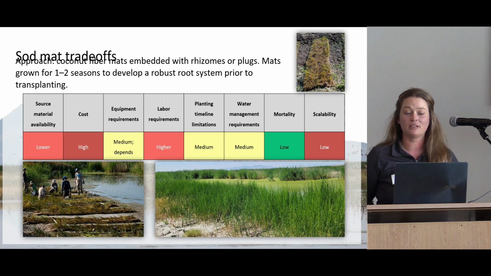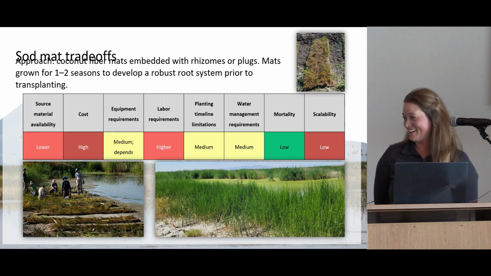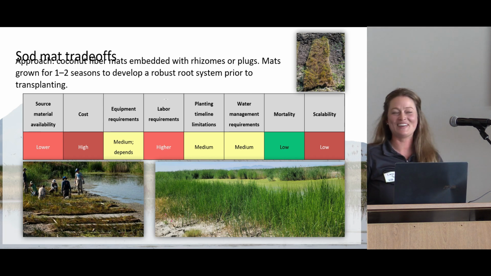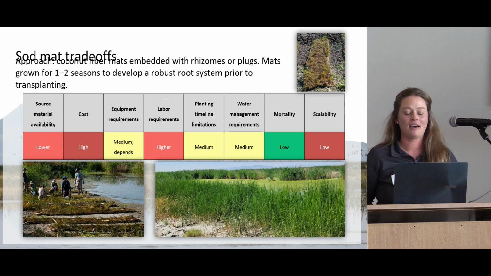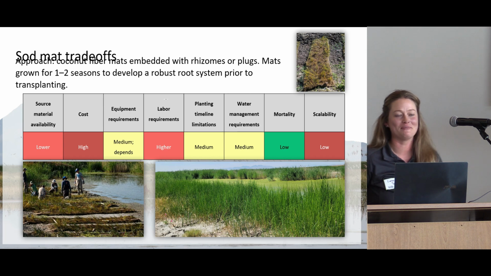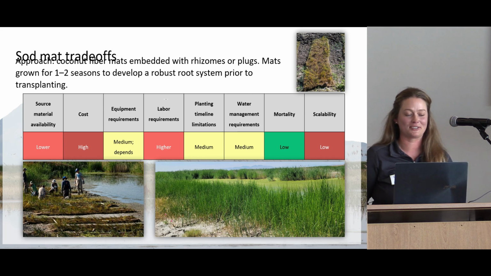The labor requirements for this are higher because these mats are heavy. I think they're around 100 pounds. Is that right? Yeah. Roughly 100 pounds. So it's at least a 2-person job. Depending on your stamina and how many of these 100-pound mats you're wanting to install with your 2-person team, you might need a lot more labor. So the planting timeline for this, with its limitations, is again medium.